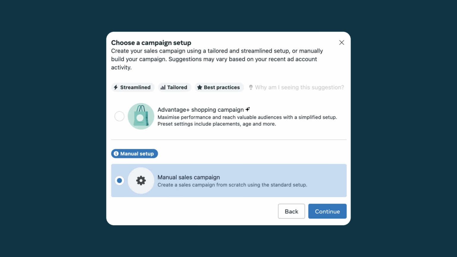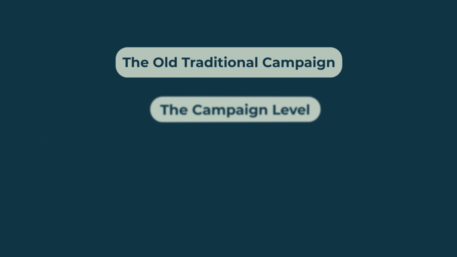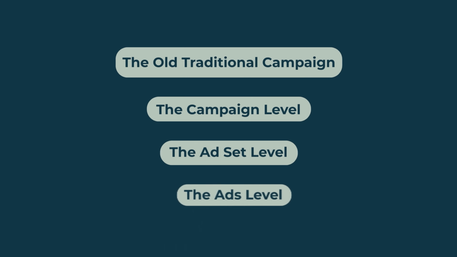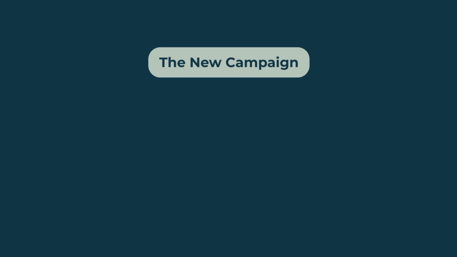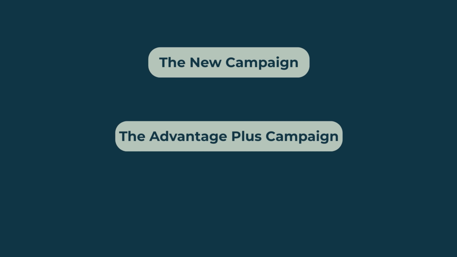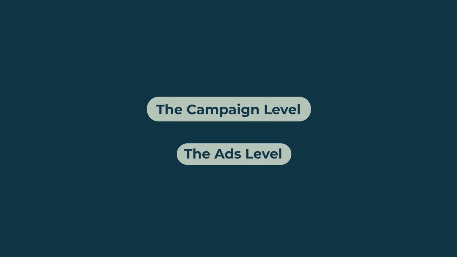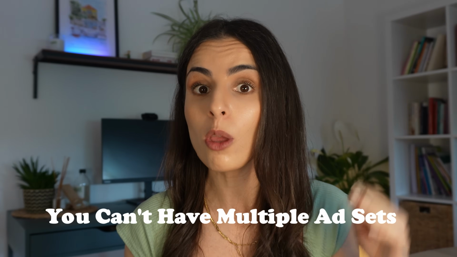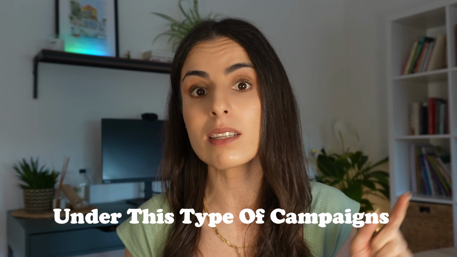The first type of campaigns is the normal, old, traditional Facebook ad campaign, and it's divided into 3 levels. So we have the campaign level, the ad set level, and we have the ads level. Then we have the new type of campaigns. It's not that new, but it's the new type of campaigns, and it is the Advantage Plus campaign. In this campaign, we basically have the campaign and directly the ads level. There is no ad set in there. It's in there, but it's not working anymore. You can't have multiple ad sets under this type of campaigns.